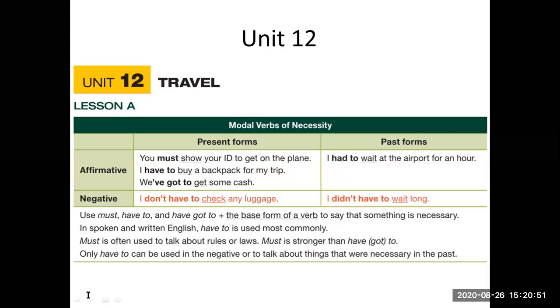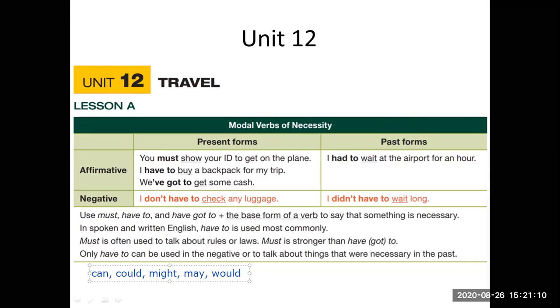So when we say modal verbs, okay, Ludi, don't worry. When we say modal verbs is, for example, can, could, might, may, would, could be another modal verb. So these are modal verbs, okay? But in this case, when we say modal verbs of necessity, let me do that line again. Modal verbs of necessity, we are saying must, have to, or have got to.